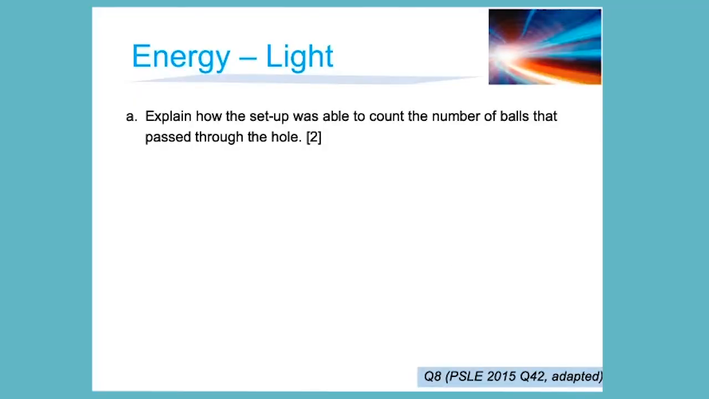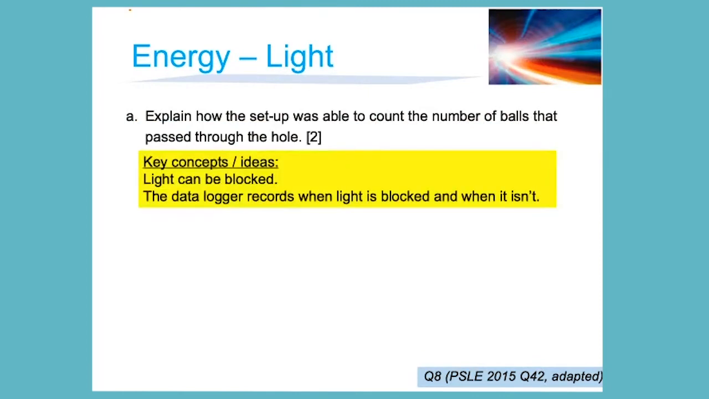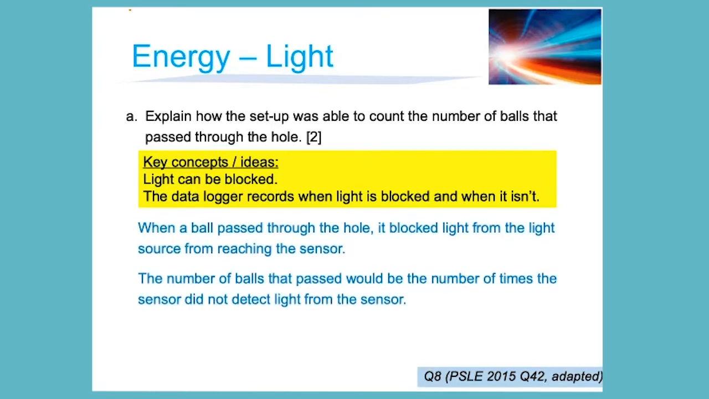So for 2 marks, let's see. It's very close to what I was explaining, essentially, right? So we need to be able to state, number one, that light can be blocked, and that the light sensor detects light from the light source when there is no blocking of light. When a ball is passed through the hole, it blocks light from the light source, or it prevents light from the light source from reaching the sensor.